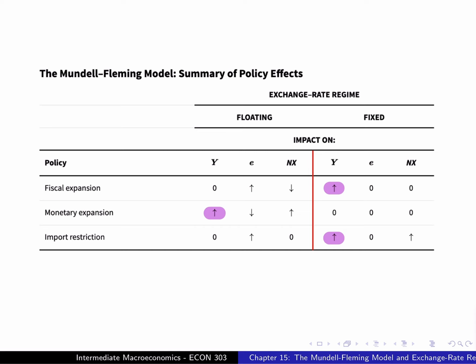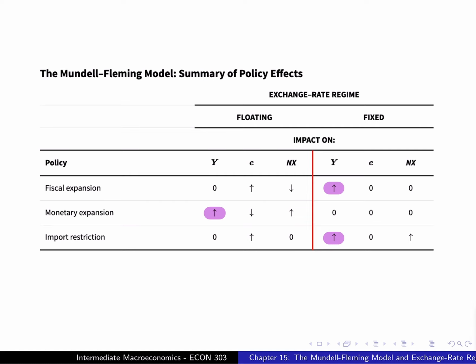Let's summarize how different policies affect the economy based on whether the exchange rate is floating or fixed. Policy 1. Fiscal expansion. Under floating exchange rates, output Y, no change. Exchange rate E increases or appreciates. Net exports NX falls. Under fixed exchange rates, output Y increases. Exchange rate E fixed. Net exports NX no change.